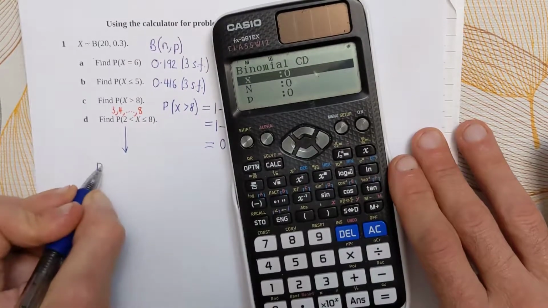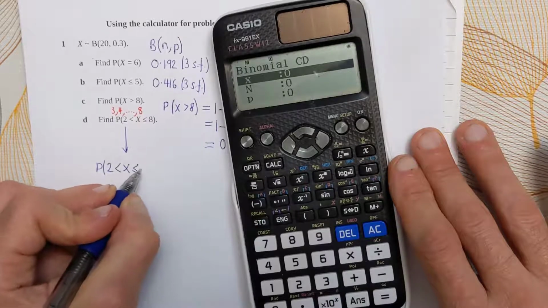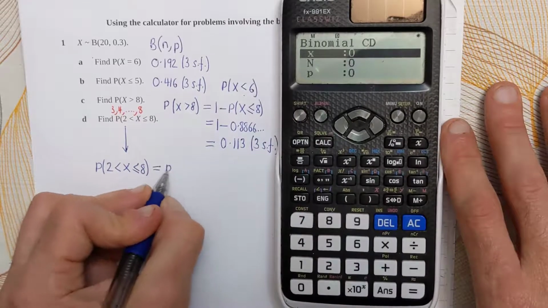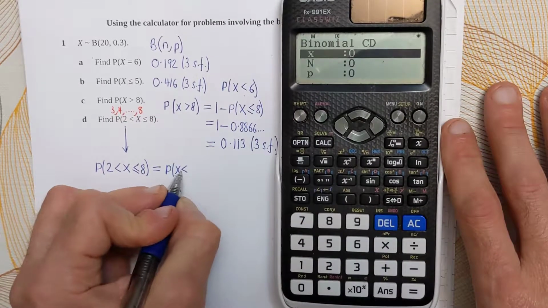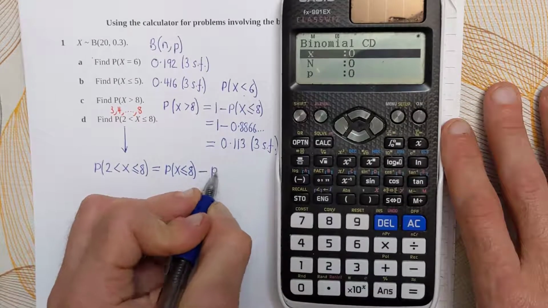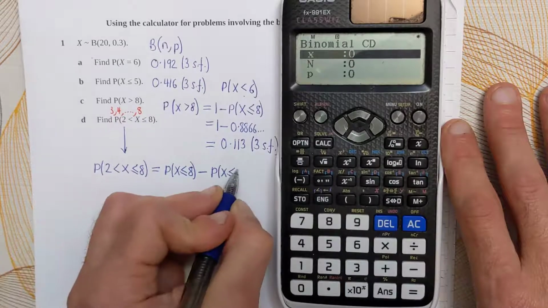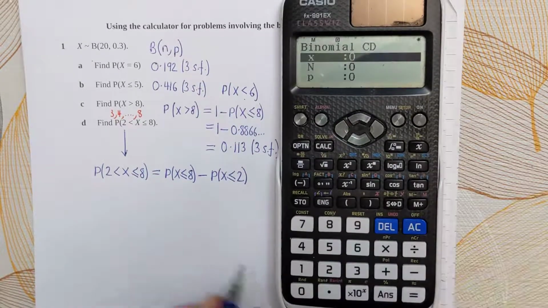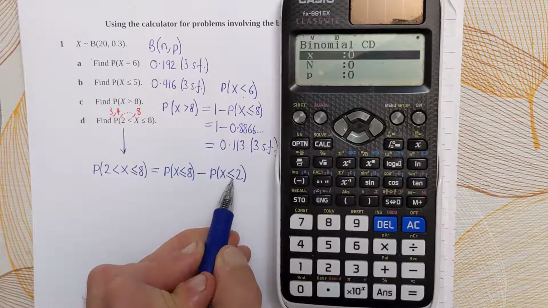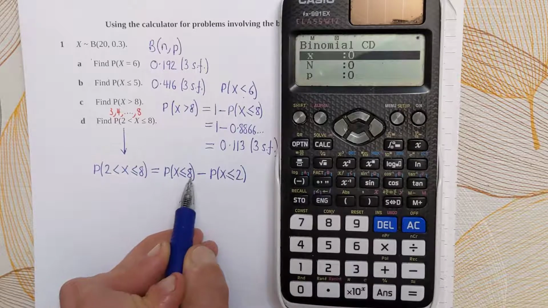Okay, the probability that 2 is less than X is less than or equal to 8. We rewrite it as the probability that X is less than or equal to 8 minus the probability that X is less than or equal to 2. So this takes out X's 0, 1 and 2, leaving the numbers 3 to 8.